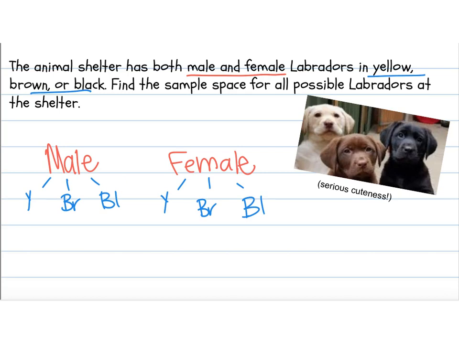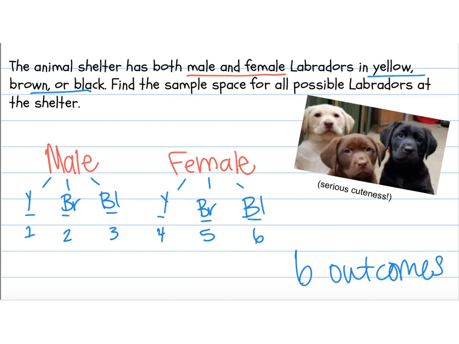So now, thinking about it, I could have picked a male yellow lab. That's one outcome. I could have picked a male brown lab, which is a second outcome. I could have chosen a male black lab, which is 3. I could have picked female yellow lab, a female brown, or a female black lab. So that means there are 6 total outcomes at this shelter. So you're just counting what's down here at the bottom in order to figure out total outcomes.